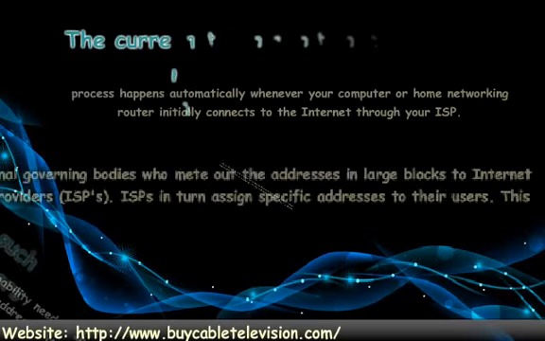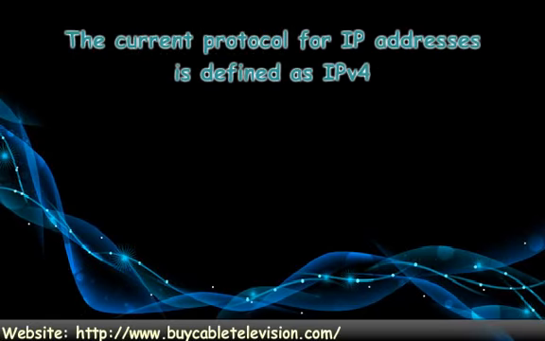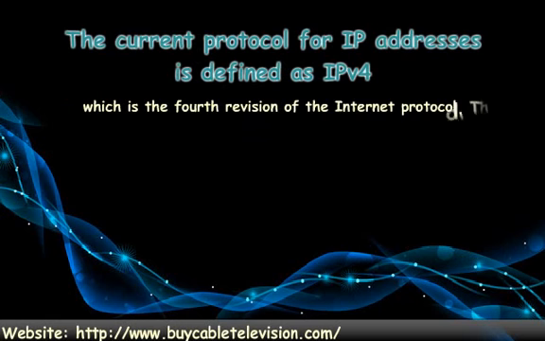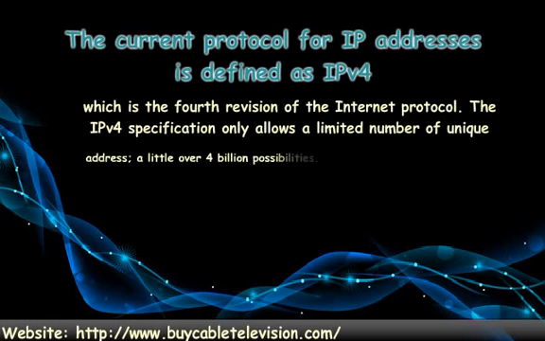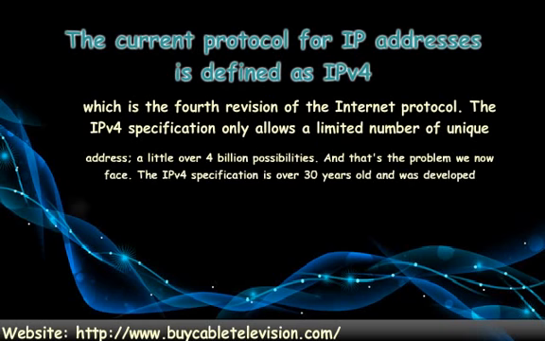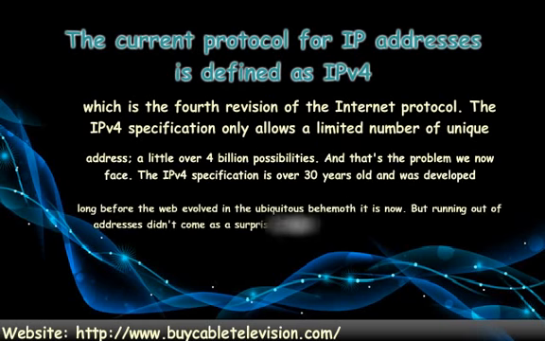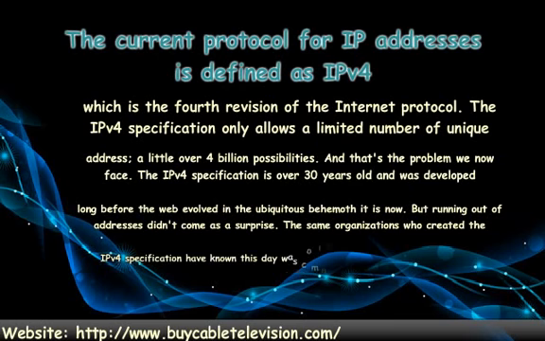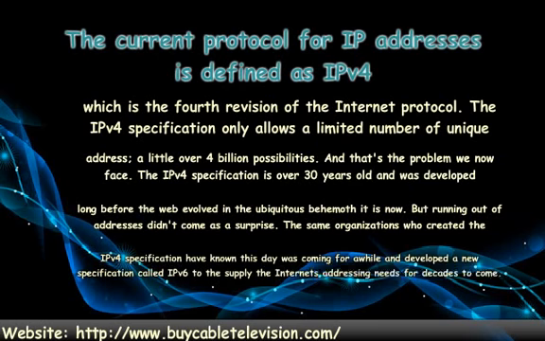The current protocol for IP addresses is defined as IPv4, which is the fourth revision of the Internet Protocol. The IPv4 specification only allows a limited number of unique addresses. A little over 4 billion possibilities, and that's the problem we now face. The IPv4 specification is over 30 years old and was developed long before the web evolved into the ubiquitous behemoth it is now, but running out of addresses didn't come as a surprise.